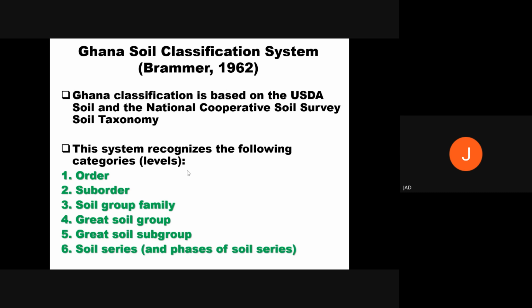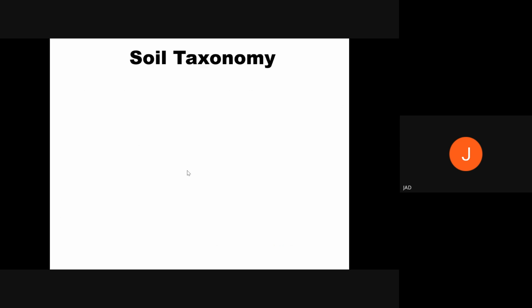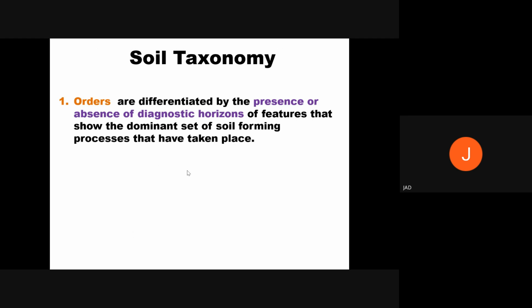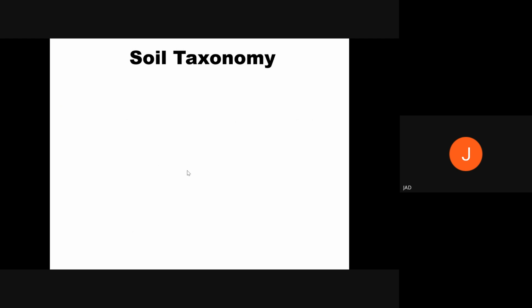If you come to Ghana, we have what we call the Akuse series, Takawenia series, and the rest. These are all forms of soil classification system under the so-called Bremer classification system. So the order, let's try to understand these key terms.